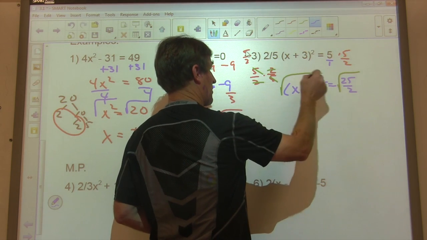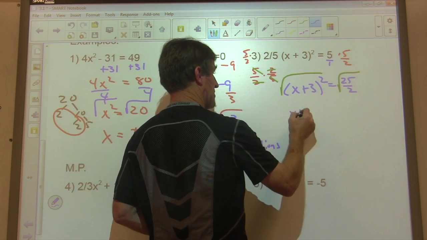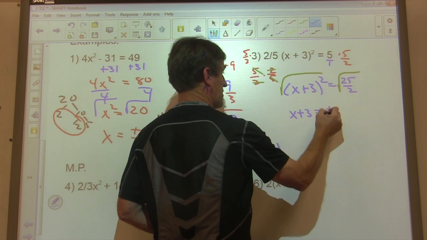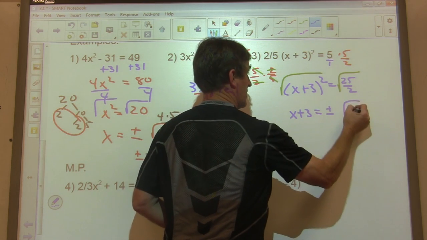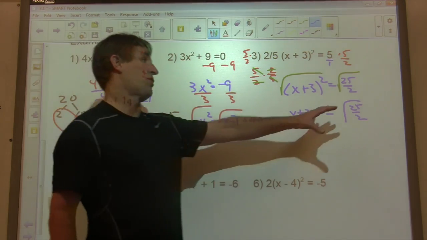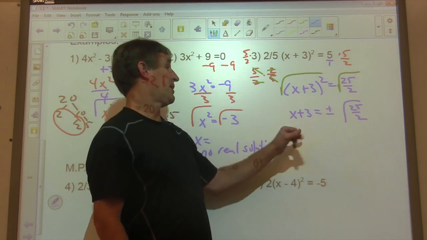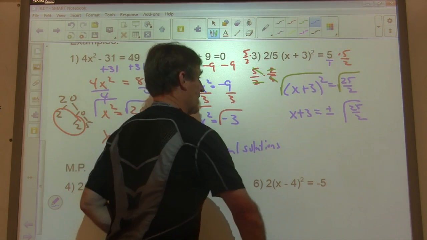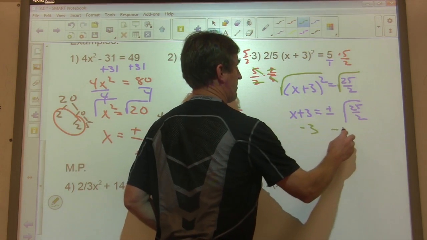And we get, the square root and the squared cancel, so we get x plus 3 equals plus or minus the square root of 25 halves. Now, you could simplify this now, but I'm going to wait. We're going to go ahead and move the 3 to the other side, so I'm going to subtract 3.